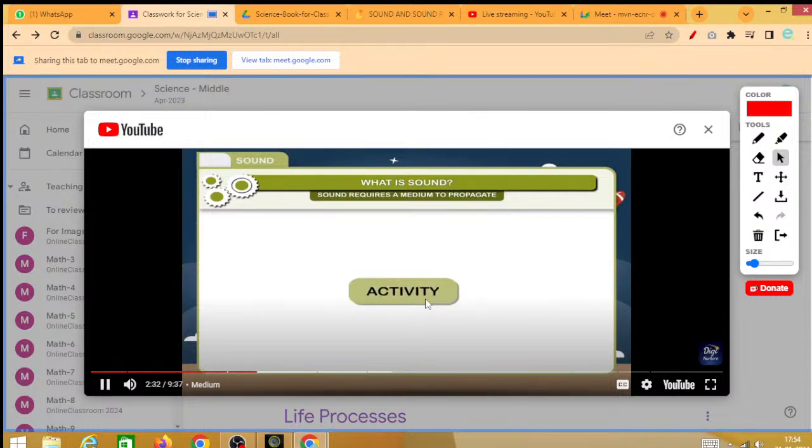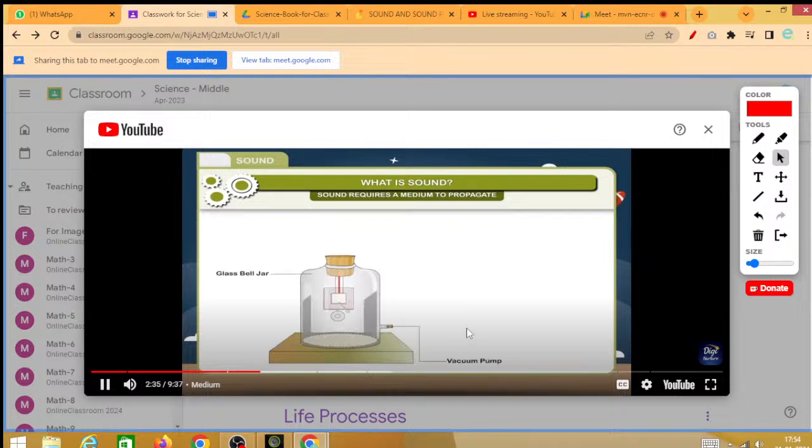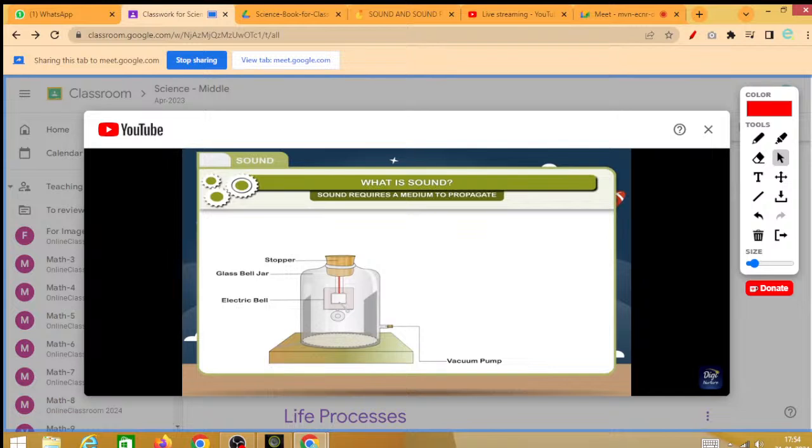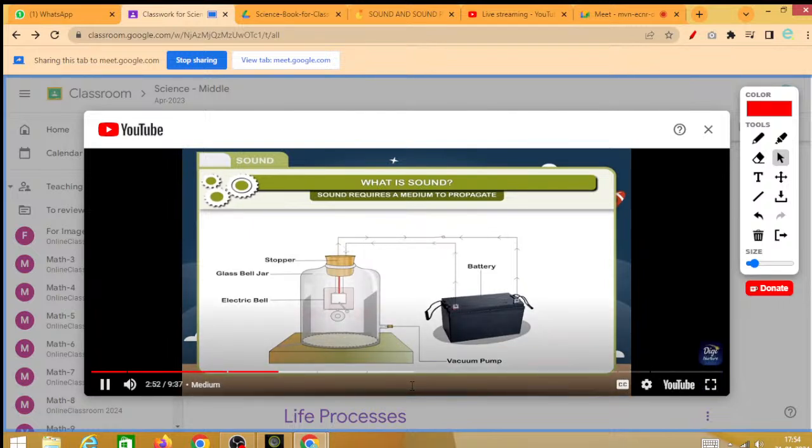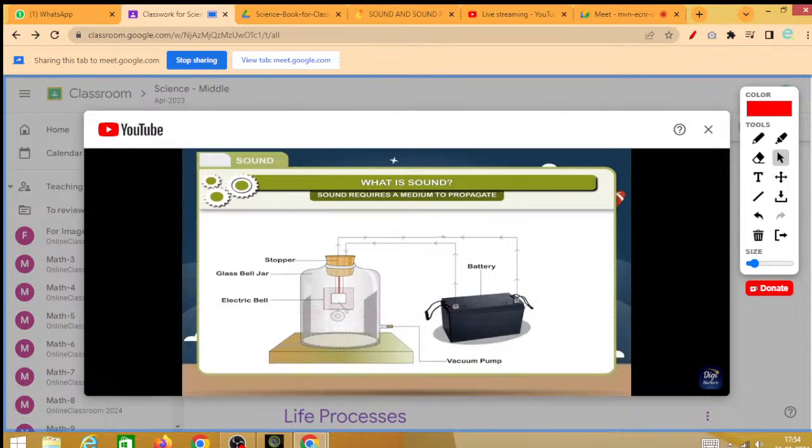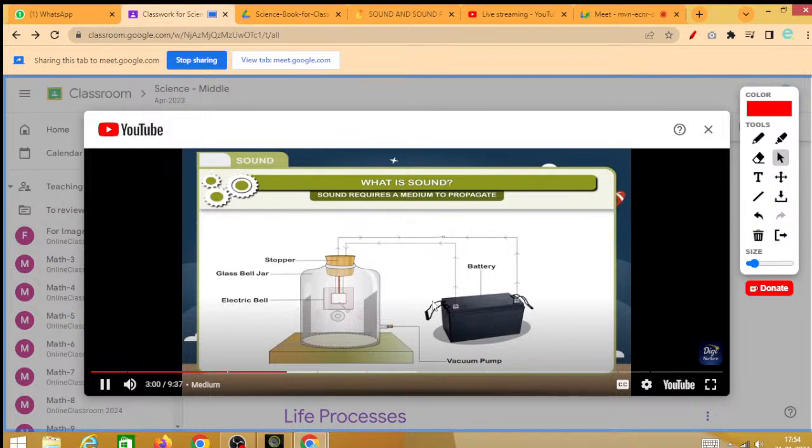Now look. Take a jar fitted with a vacuum pump and sealed by a stopper. Put an electric bell inside. Allow electric current to flow to the bell in the jar with the help of a battery. You will hear the bell ringing. Now, take the air out by a suction pump and make vacuum inside. Keep the cover tightly on the jar. Now, switch on the electric bell. No sound will be heard.